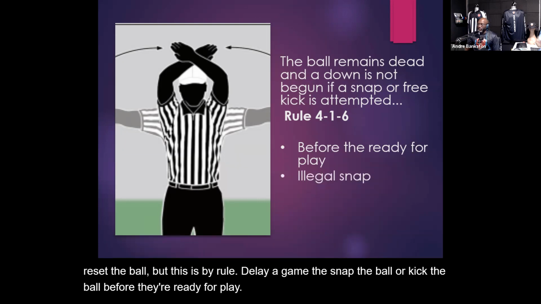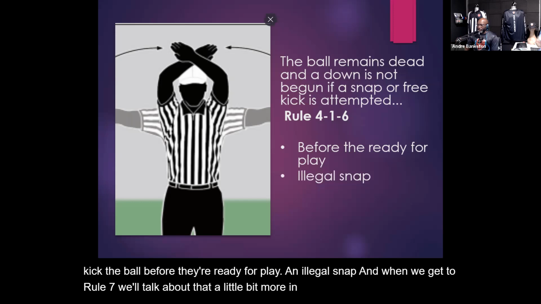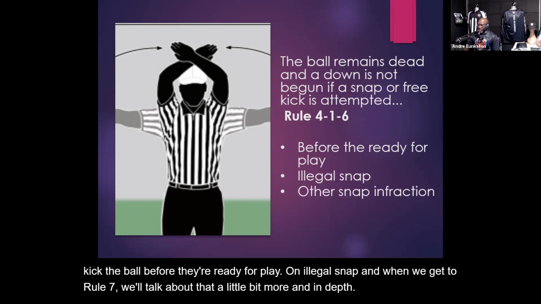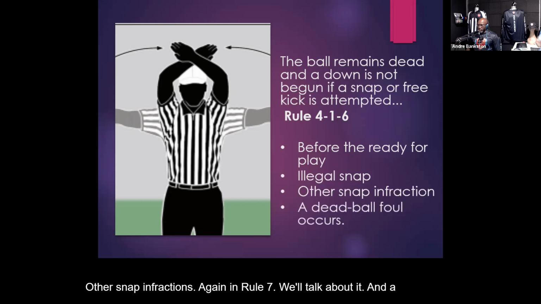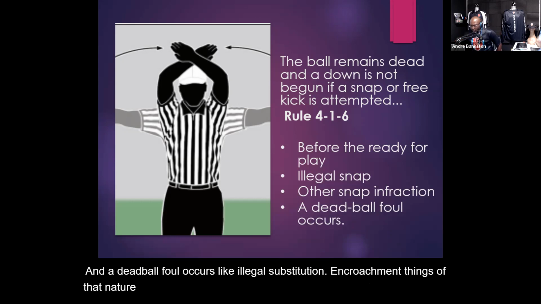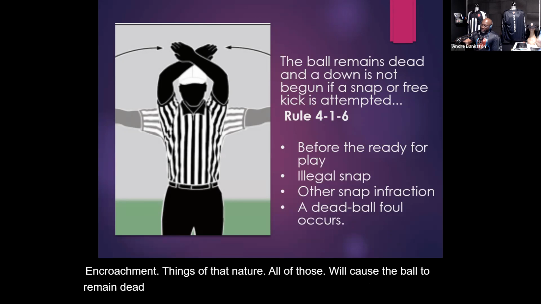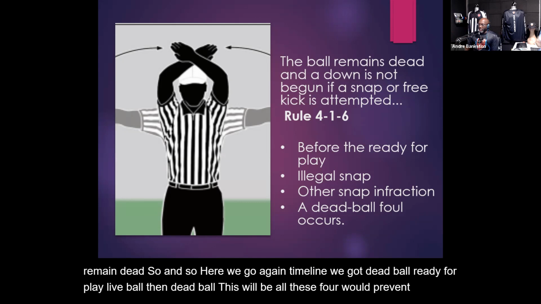An illegal snap, and when we get to Rule 7, we'll talk about that a little bit more in depth. Other snap infractions, again in Rule 7, we'll talk about it. And a dead ball foul occurs, like illegal substitution, encroachment, things of that nature. All of those will cause the ball to remain dead. So here we go, again, the timeline. We have dead ball, ready for play, live ball, then dead ball. All four of these would prevent the ball becoming live.